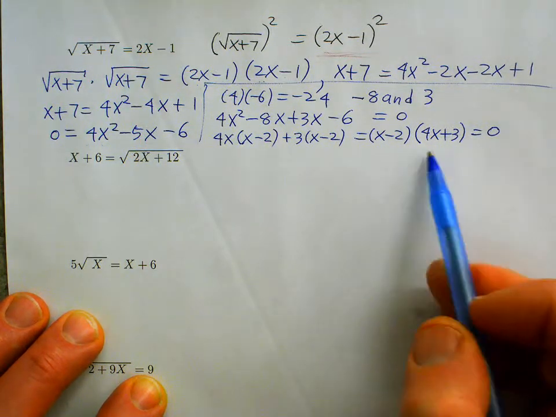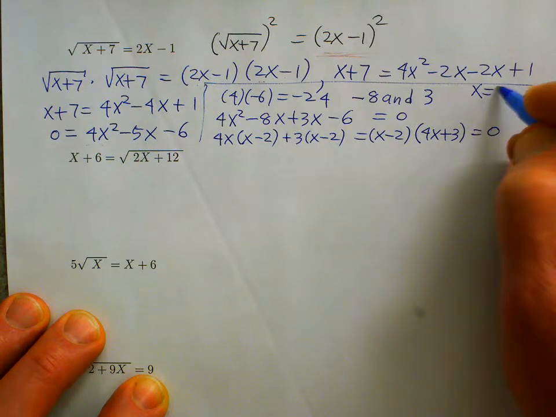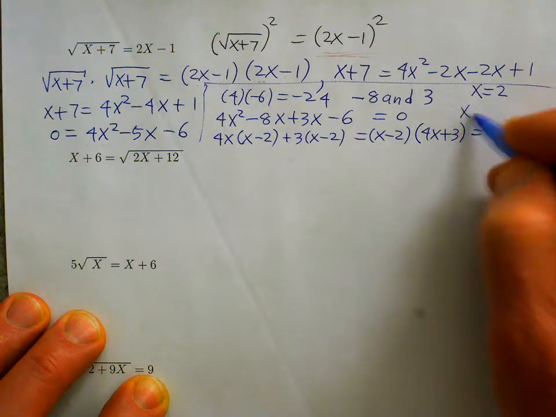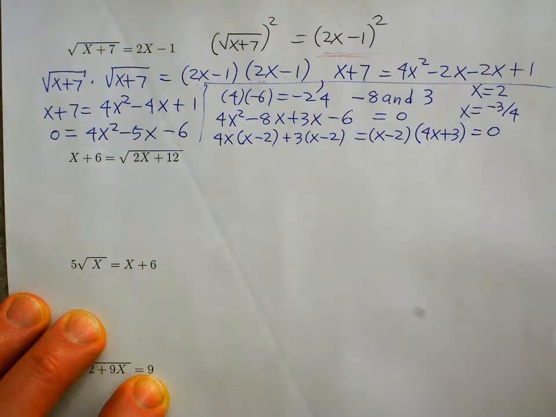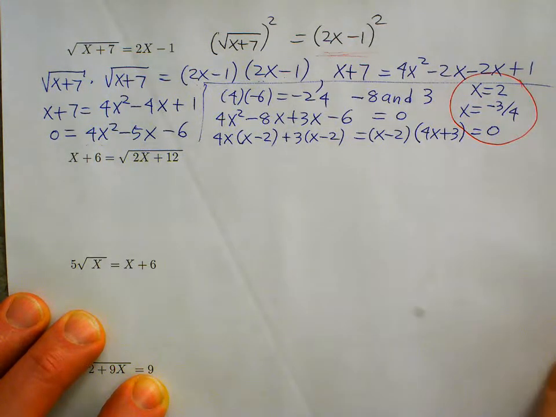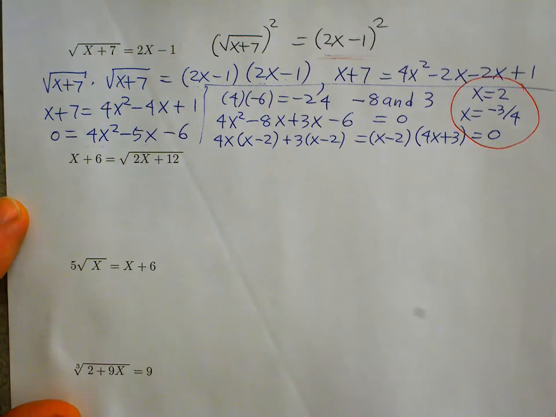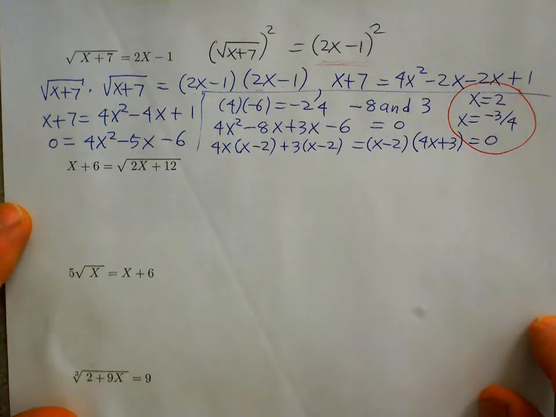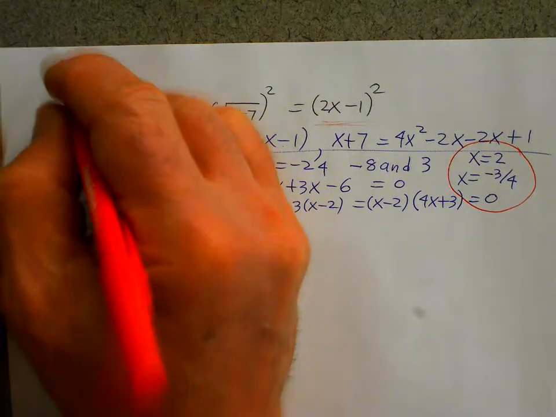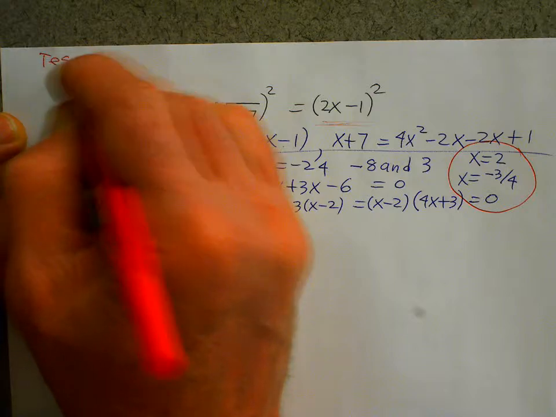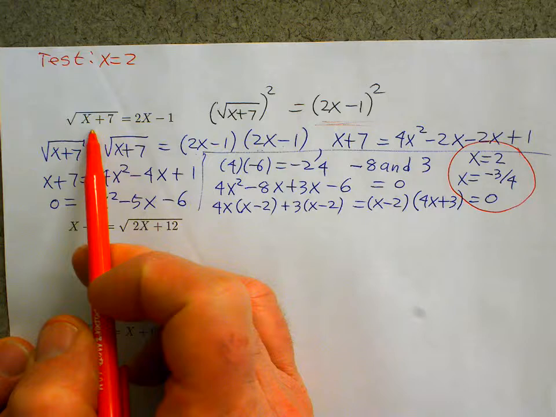Okay, so the quadratic equation has two solutions. One is x equals 2. The other one is x equals negative 3/4. Okay, so we should test those. So at the top of the page, we'll test or check x equals 2. So replace every x with 2.